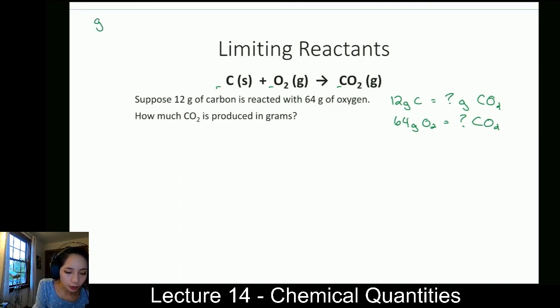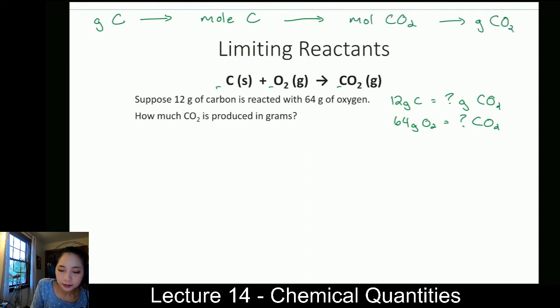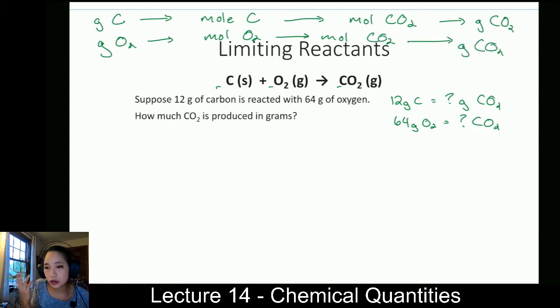So we'll start with grams of carbon. We need to go to moles of carbon, to moles of CO2, and then grams of CO2. And then we need to do this again for oxygen. So start with grams of oxygen, go to moles of oxygen, then to moles of CO2, and then grams of CO2. We're essentially just doing two stoichiometry questions with each of the numbers given.